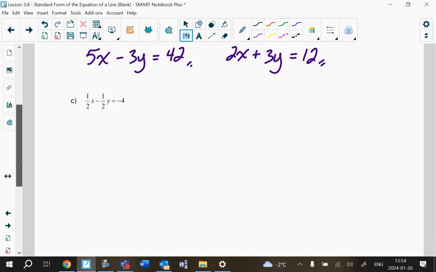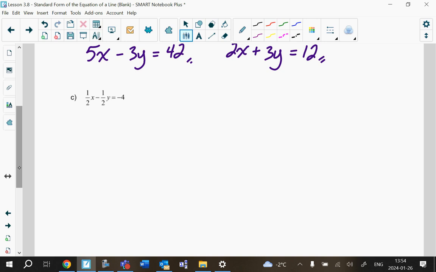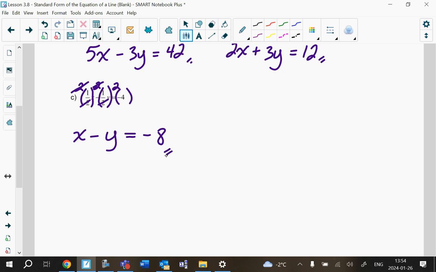This last one. What do you want to do first? By what? Times everything by 2. So the times 2, divide 2, cancel each other out in the first thing, and I'm left with 1x. Minus the times 2 and divide 2, cancel each other out in the second term. I am left with minus 1y, or just minus y, equals 2 times negative 4, which is negative 8. Standard form? Yeah. We're good.